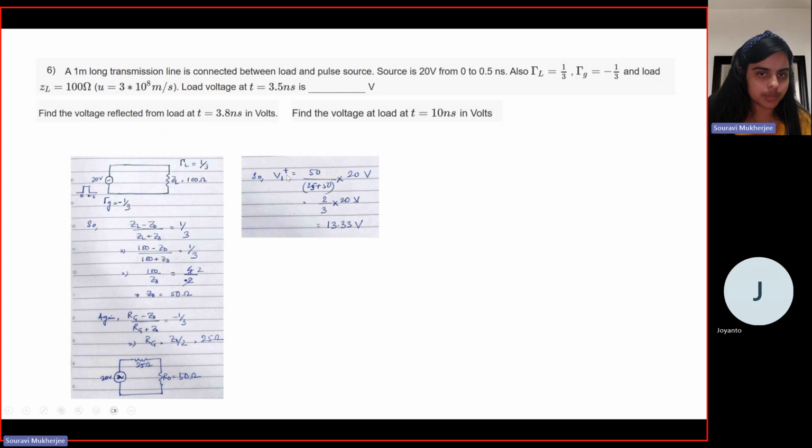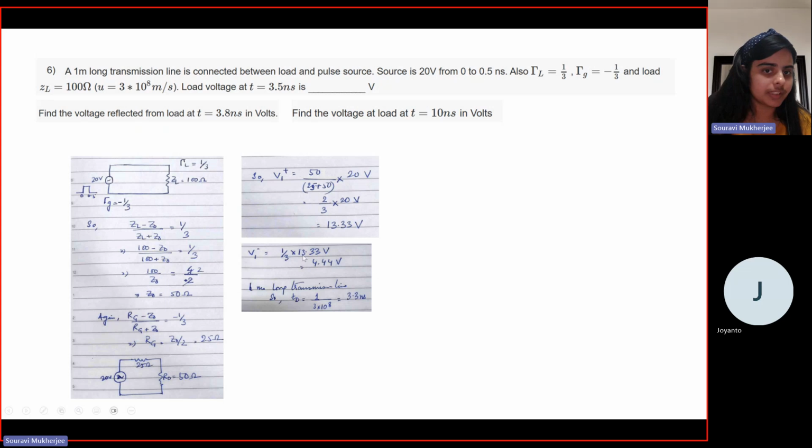So you can find V1 plus, which is given as 13.33 volt, okay? But a part of this will also be reflected back, which is 4.44 volt. That is 1 by 3 into 13.33, right? And this is the time that signal takes to go from the source to the load. That is given as 1 meter divided by 3 into 10 to the power 8, which is 3.3 nanosecond. Now, given these values, you are asked what is the load voltage at t equal to 3.5 nanosecond.